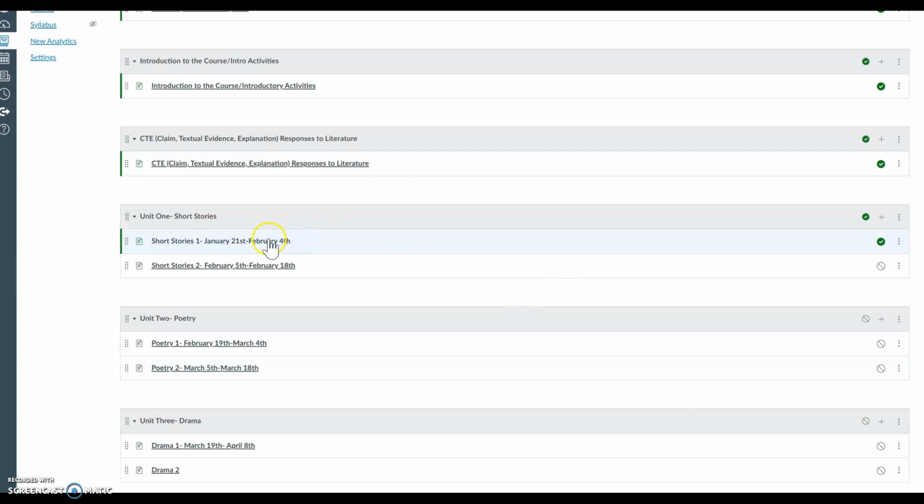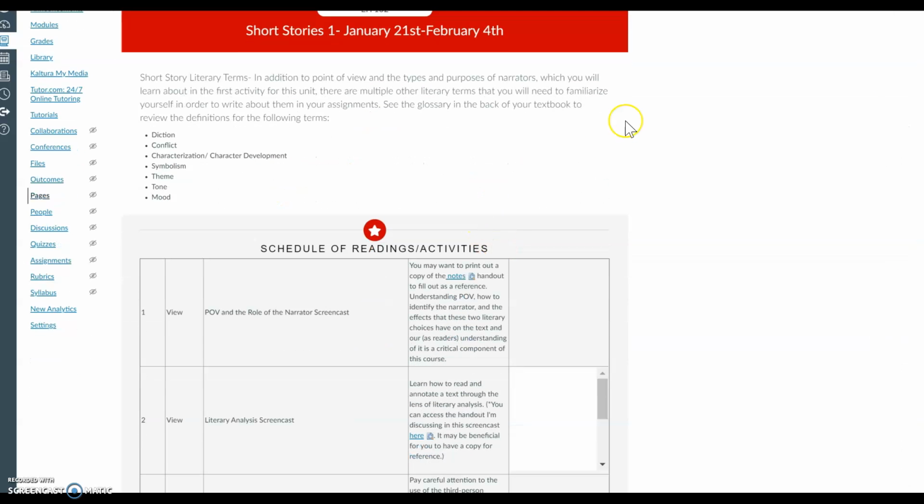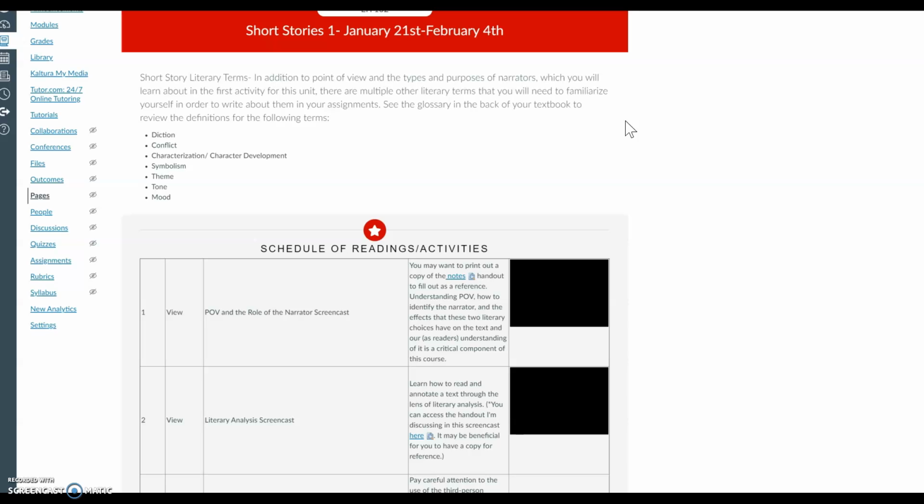Hopefully you have started on your short story unit, the one starting on the 21st, which would have been the end of last week. You should have already looked through the screencast on point of view and the role of the narrator, and why the narrator is so important to the story, because the narrator is the lens through which we as readers view the story and the characters, and it's a pivotal choice because it can change the shape of everything that we see in the story.